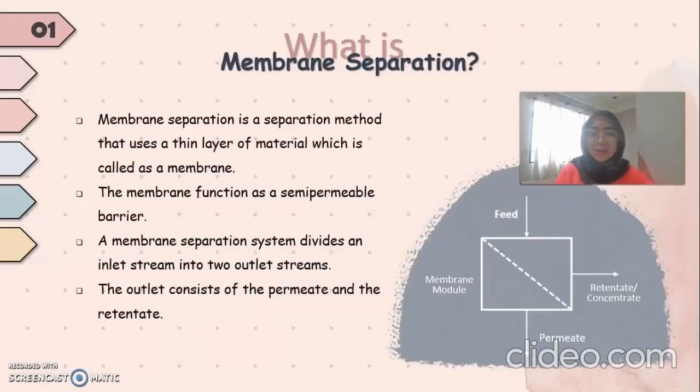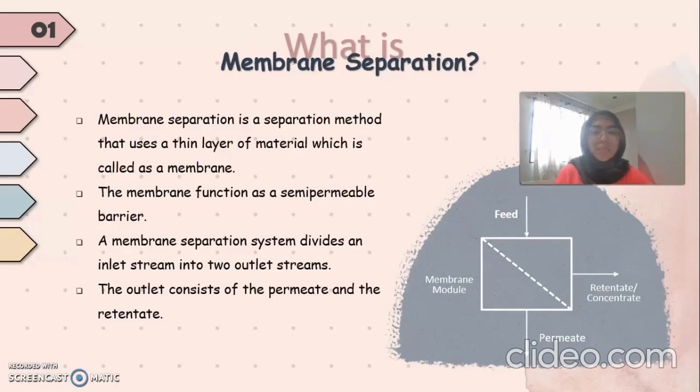So what is membrane separation? Membrane separation is a separation method that uses a thin layer of material called a membrane and separates material based on their physical and chemical characteristics. The membrane functions as a semi-permeable barrier that regulates the flow rate of different molecules between two liquid phases, two gas phases, or a liquid and gas phase.